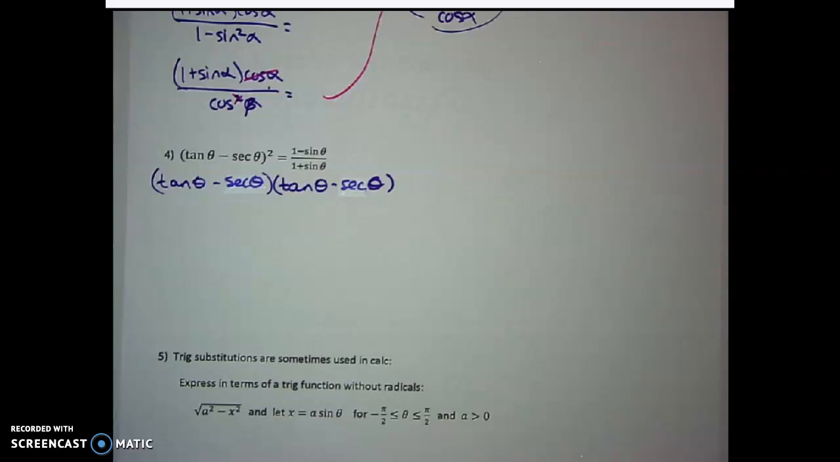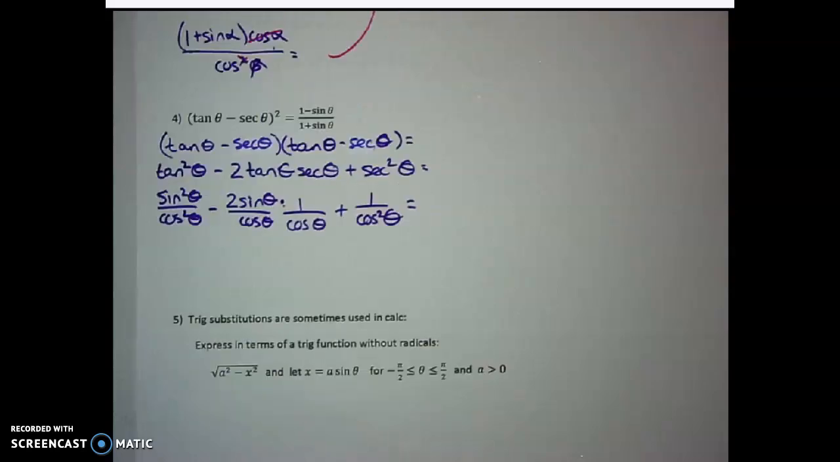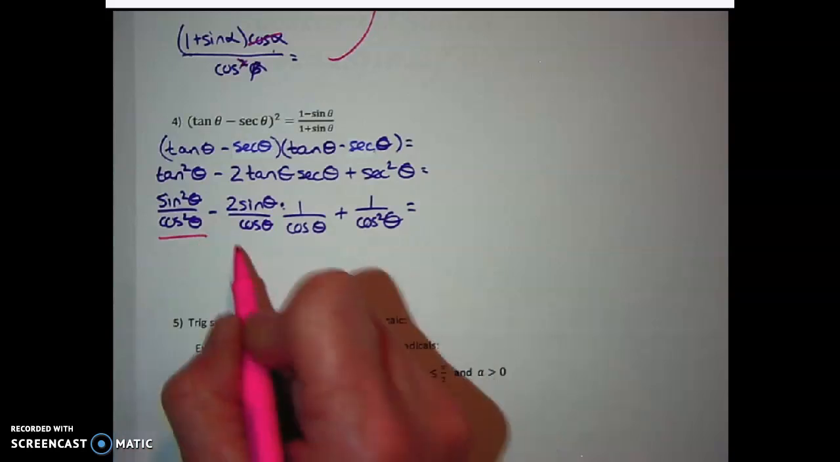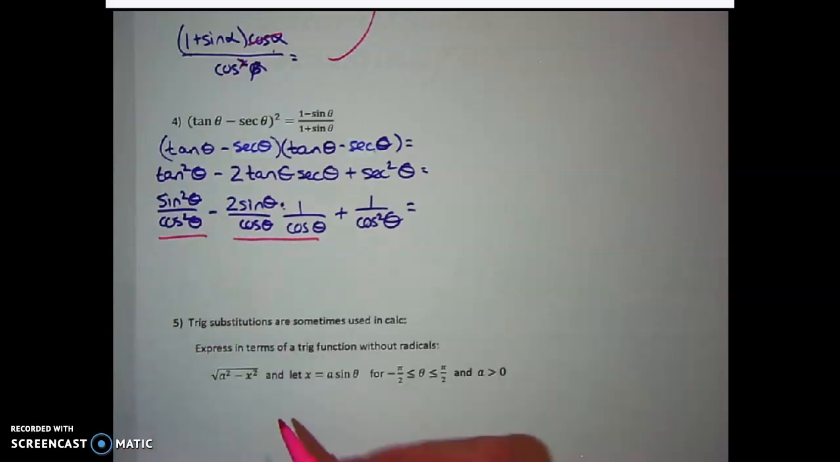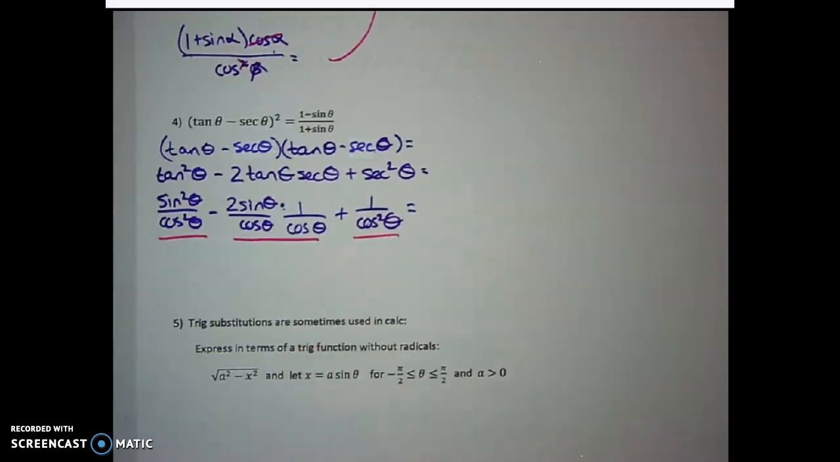So I would like you to pause the video and multiply this out. And then while you're at it, go ahead and change everything into sine and cosine after you multiply it out. So first of all, when I multiply it out, I get that. And now I'm going to change everything into sine and cosine. And now if you notice, I have 3 terms, and the denominator of that term is cosine squared. When I multiply those two fractions together, the denominator would be cosine squared, and that denominator is cosine squared.